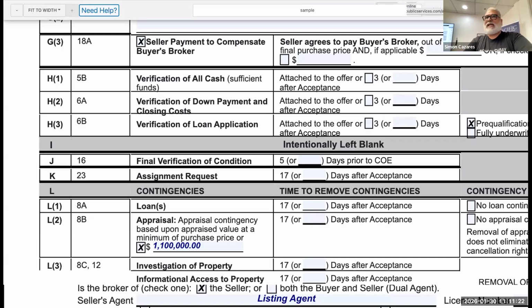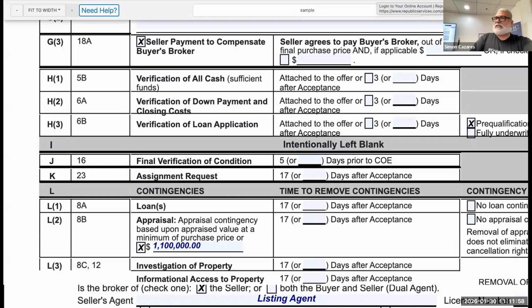Okay, so the verification. If you're going with an all cash offer, I need to know within 3 days, right? Here, prove that you have the cash. How do you show proof? Well, bank statements, yeah, portfolio of investments that you have. Any of those will be utilized for providing verification that you have the means to close this deal. Verification of down payment and closing costs, right? Again, it says 3 days. Okay. Verification of loan application attached to the offer, 3 days.